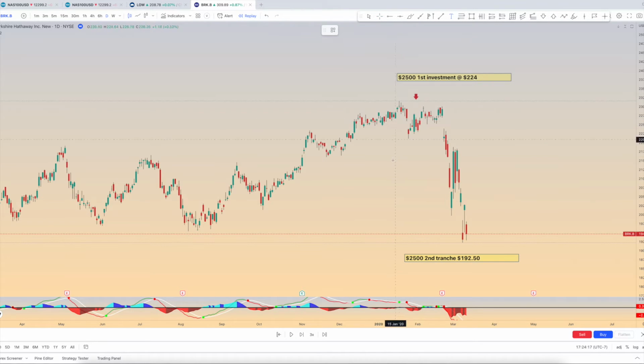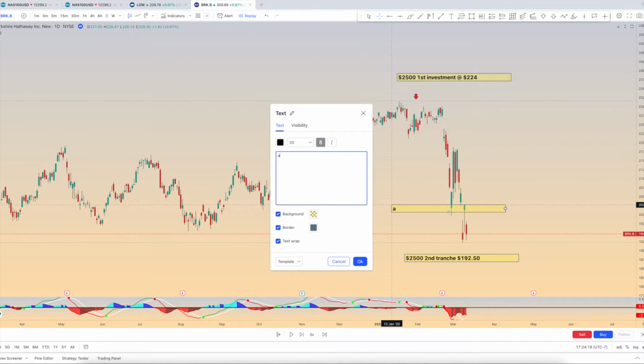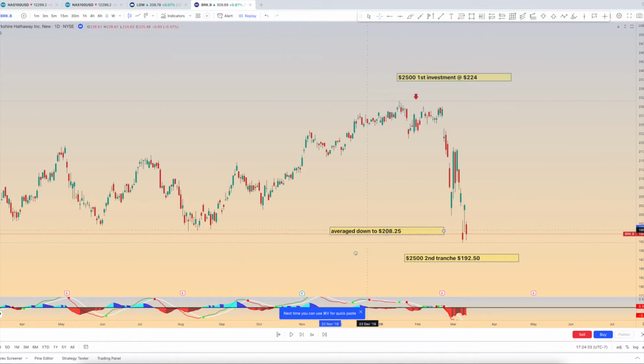So we're going to write that in here as well. Averaged down to $208.25. Give it a dollar sign. Wonderful. Whoops, shouldn't have pressed enter. Okay, averaged down to that. Good stuff. So now let's continue.